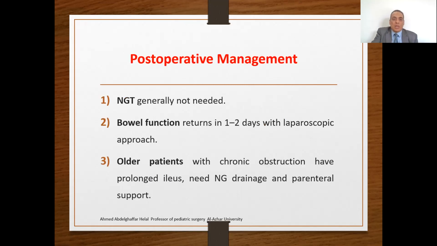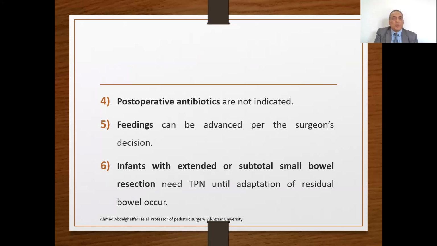Regarding post-operative management, a nasogastric tube is generally not needed in straightforward cases without mid-gut volvulus. The bowel function usually returns to normal in about 1 to 2 days with the laparoscopic approach. In older patients with chronic obstruction, there may be prolonged ileus, and these children may need prolonged nasogastric drainage and parenteral support. Also, post-operative antibiotics are not indicated in simple cases without mid-gut volvulus or contamination. Feeding can be advanced per the surgeon's decision. Infants with extended or subtotal bowel resection may need prolonged TPN until adaptation of the residual bowel happens.